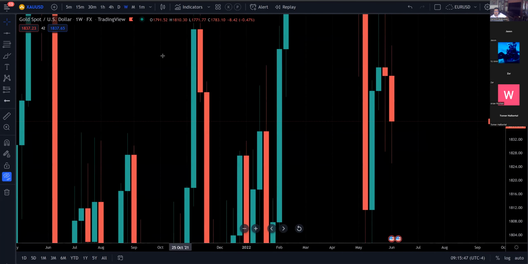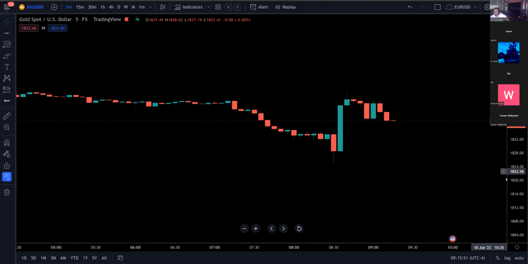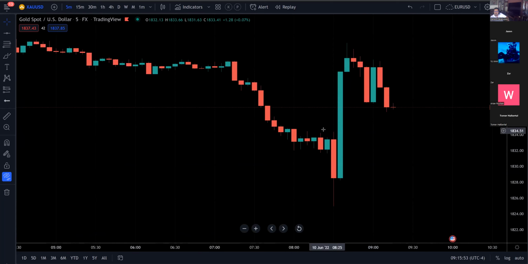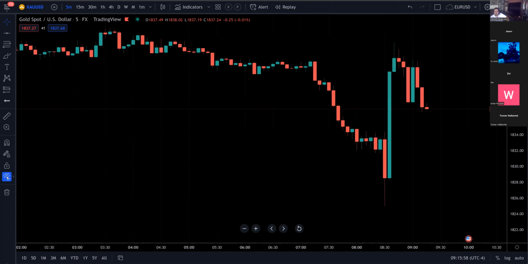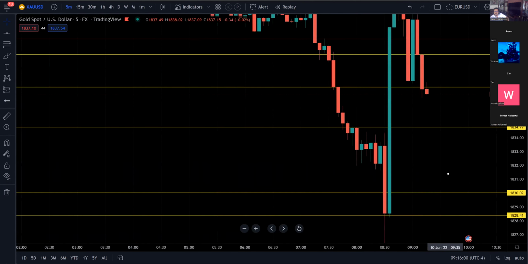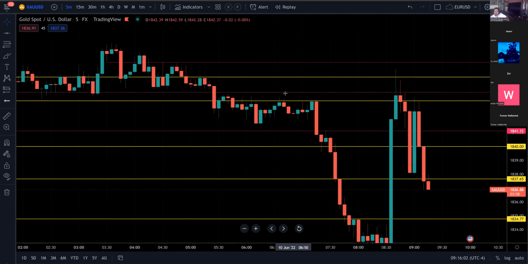Pullbacks, yeah, remember we were looking for pullbacks, and that was the pullback that we were looking for. We capitalized on the drop, we capitalized on the move to the upside, and we are basically just playing the range, right? If this candle is giving you kind of a rejection from that area, price is staying inside below this area, why not?